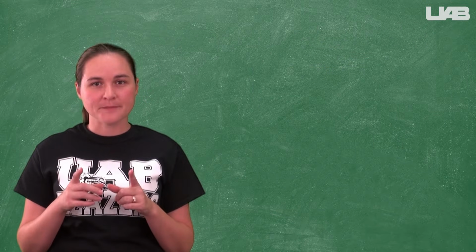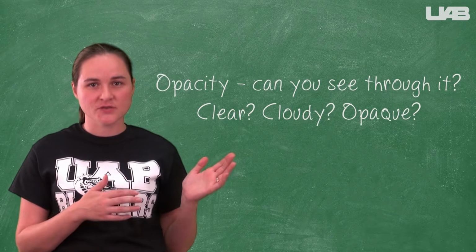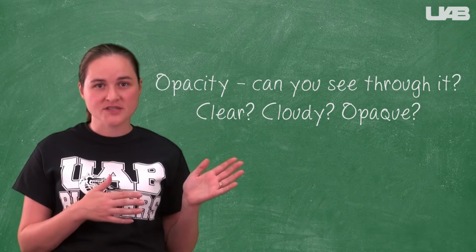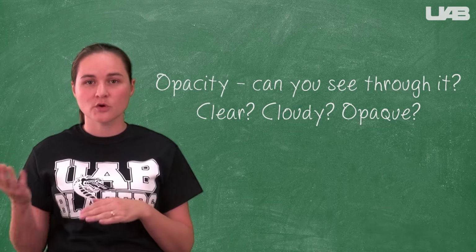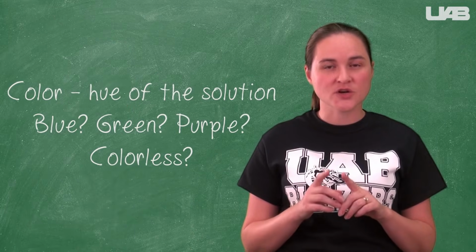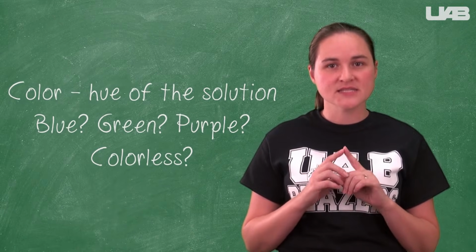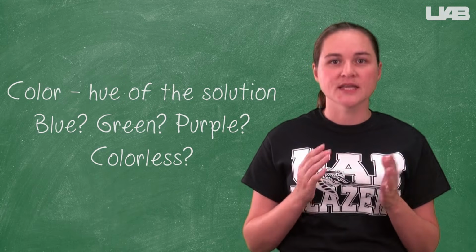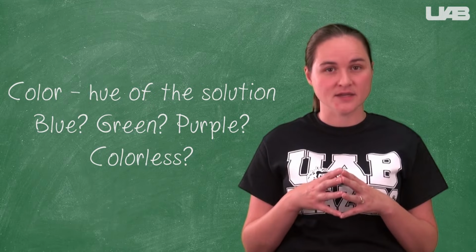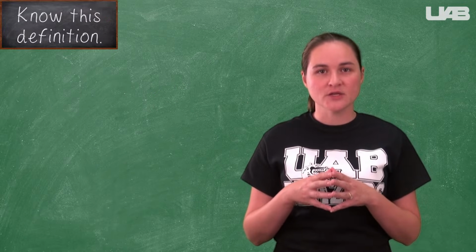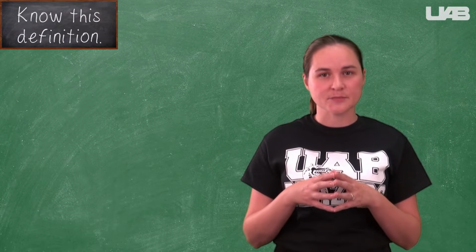So just to recap, opacity is whether or not you can see through it. So when you're answering questions about clarity, you can say that something is clear, cloudy, or opaque. Color describes the actual color. So the answers to these questions will be colors, like blue, green, purple, or colorless when the solution is lacking color.